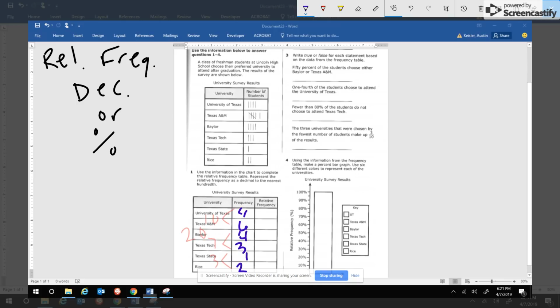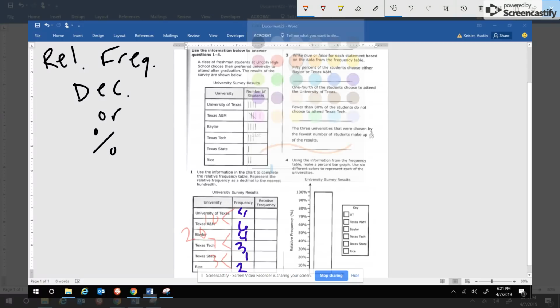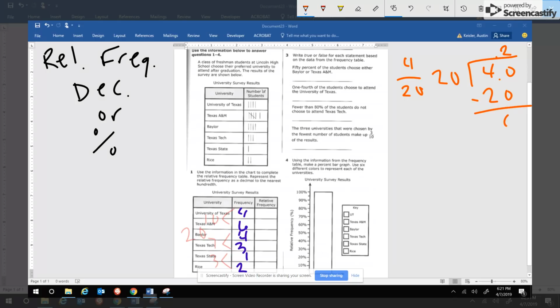So we're going to change each one of these into a decimal. So let's start with University of Texas. 4 out of 20 students in the class picked them. So in order to get that to a decimal, we're going to do the same thing we've done all year long. We're going to divide. I added a decimal and a 0. This one's an easy one. 20 goes into 40 twice. So we're already done. So University of Texas, their relative frequency was 2 tenths, or 20%.